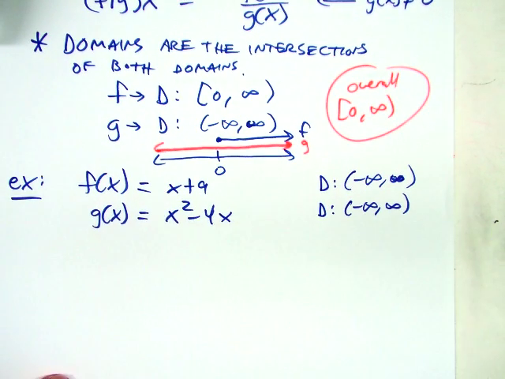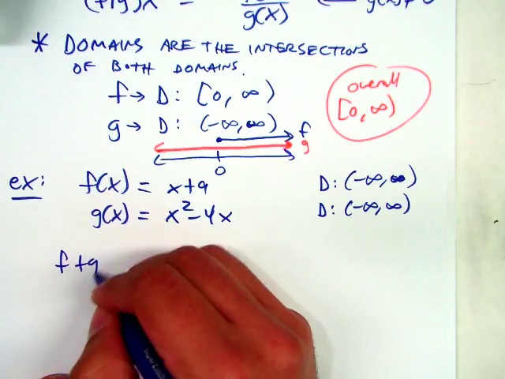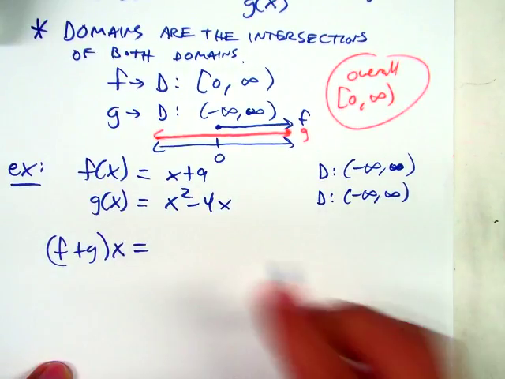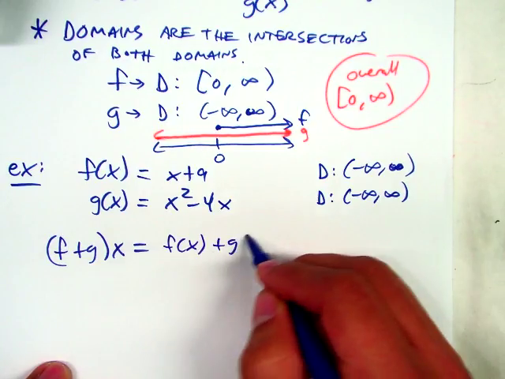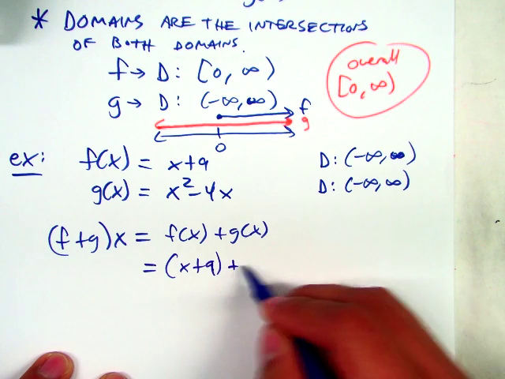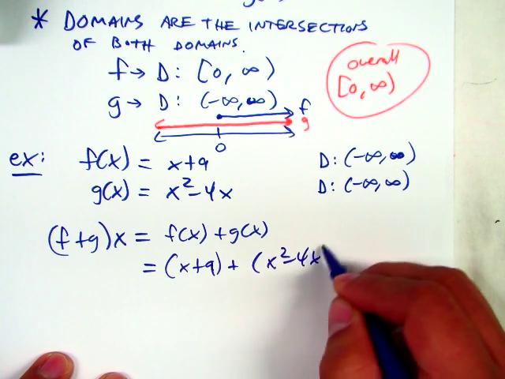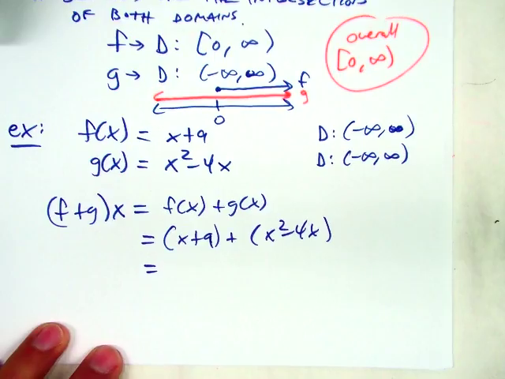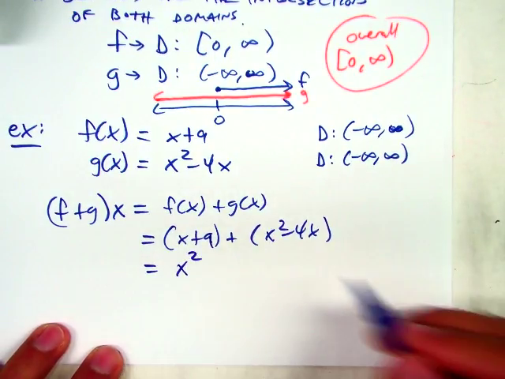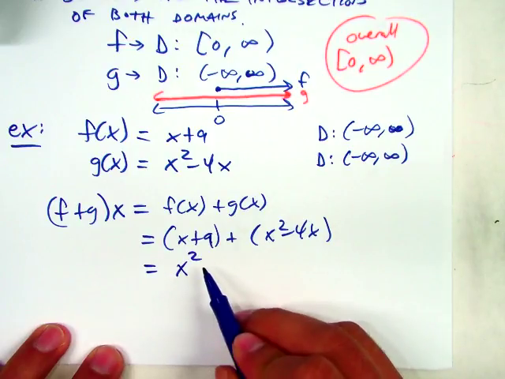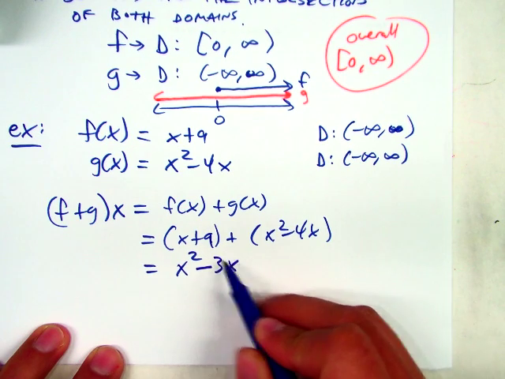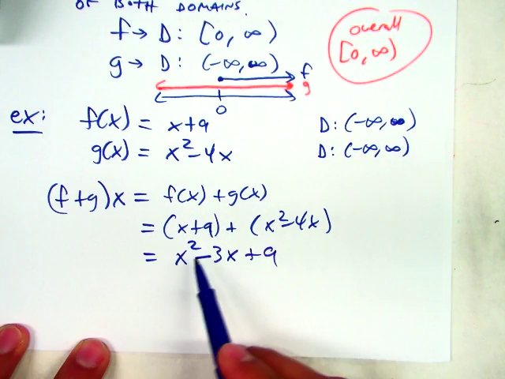Okay? So let's do f plus g of x. F plus g of x is going to be f of x plus g of x, which is x plus 9 plus x squared minus 4x. Can we combine anything? The 4x and the x, so it's x squared and how many x's? Careful. It's x and then negative 4x. Negative 3x, good, and then plus 9. So this is f plus g.